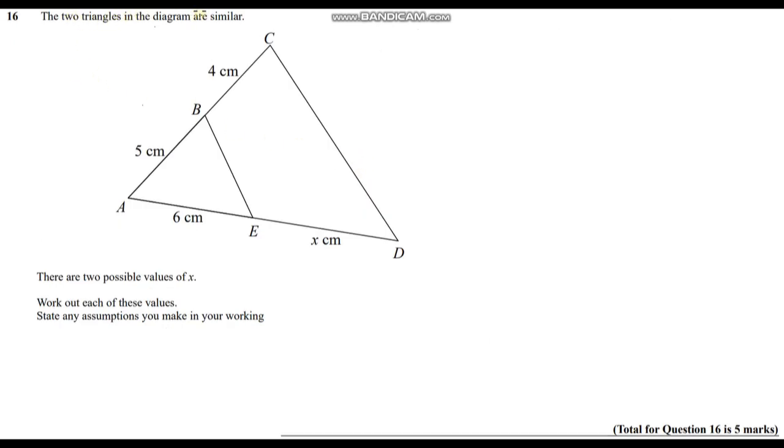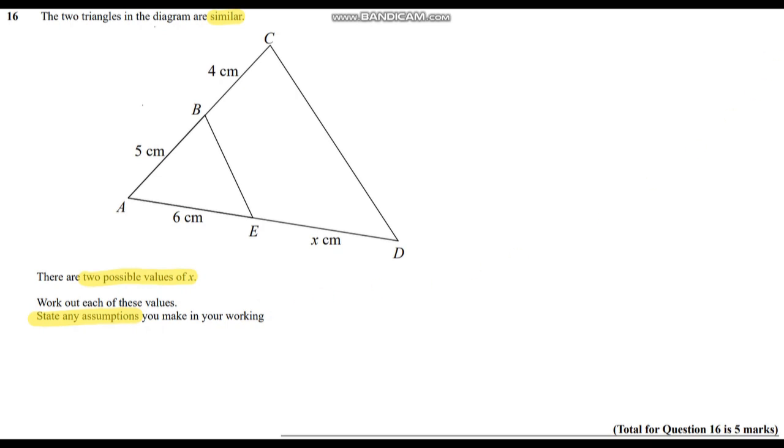The two triangles in the diagram are similar. So we've got this triangle here, ABE, and the larger one, ACD. They are both similar triangles. There are 2 possible values of x. Work out each of these values. State any assumptions you make in your working.